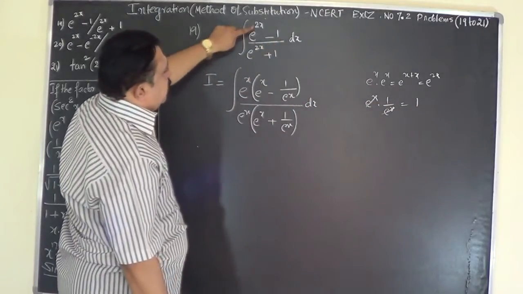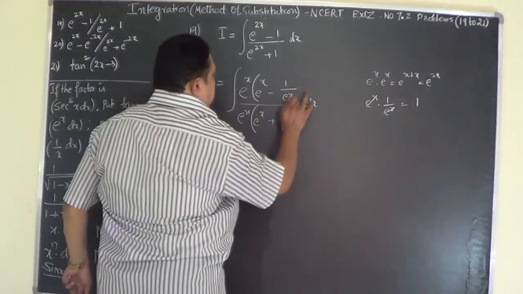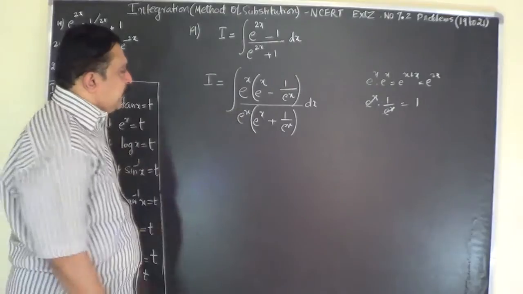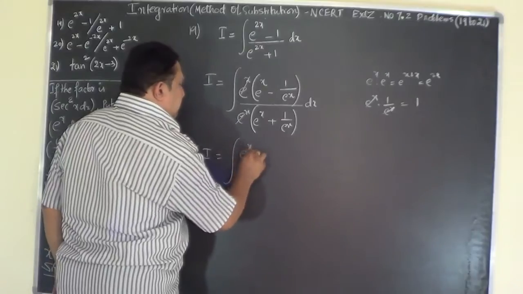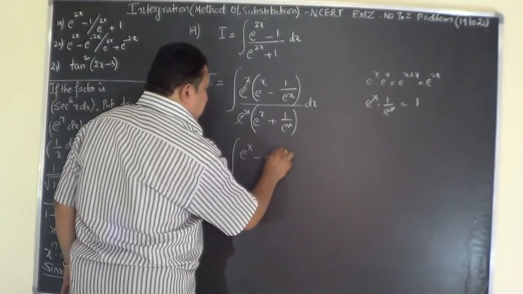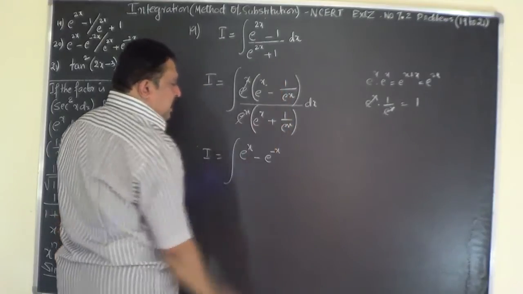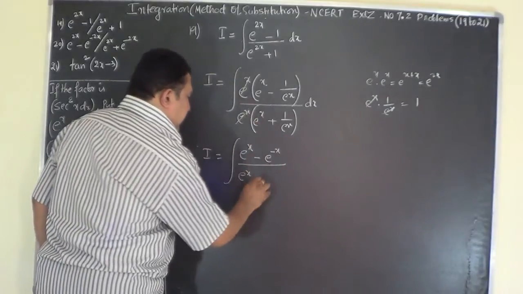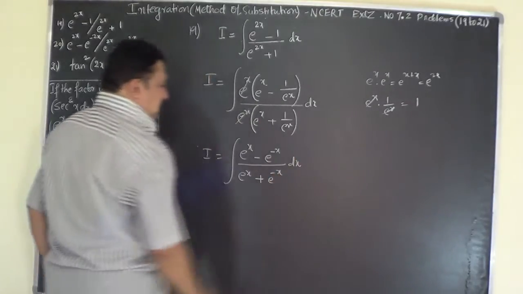So you can always write e to the power of 2x minus 1 like this. If you take e to the power of x common, inside the bracket you will get the terms e to the power of x minus 1 by e to the power of x, and similarly in the denominator. Now I can cancel e to the power of x, and I am left with e to the power of x minus 1 by e to the power of x, which is minus e to the power of minus x. This minus sign I have kept as it is. 1 by e to the power of x from the denominator goes to the numerator, and x becomes negative, divided by e to the power of x, written as it is, plus 1 by e to the power of x, again e to the power of minus x, dx.